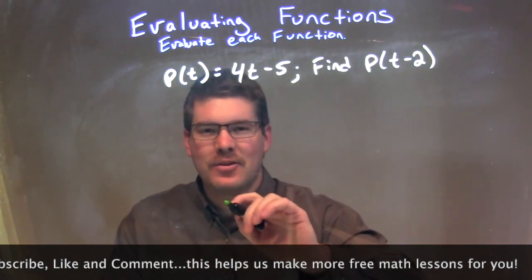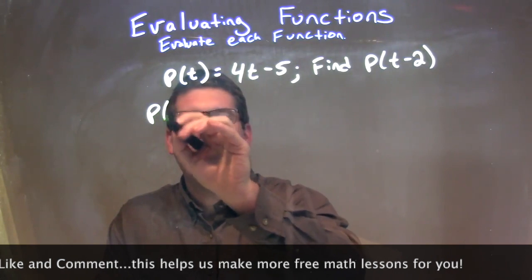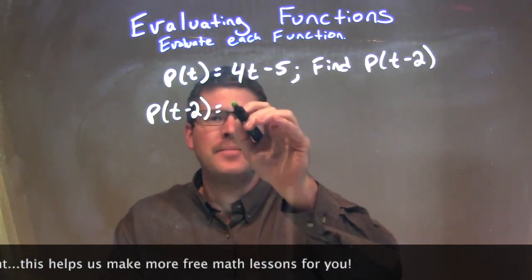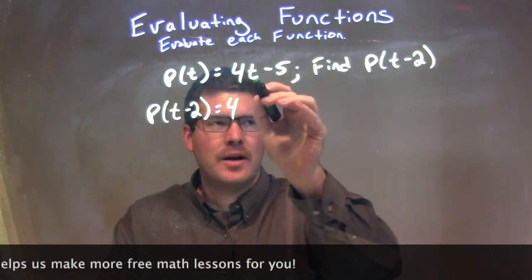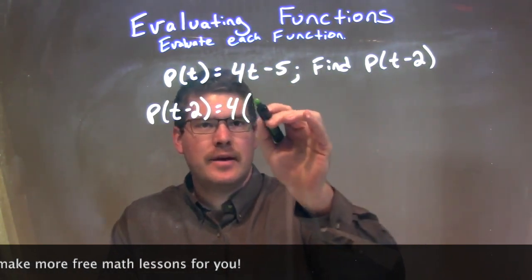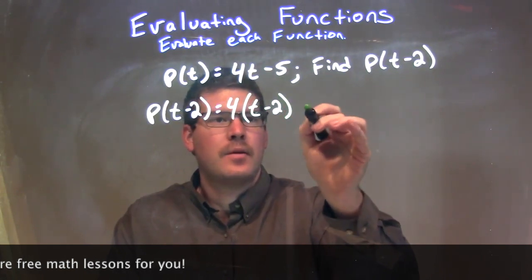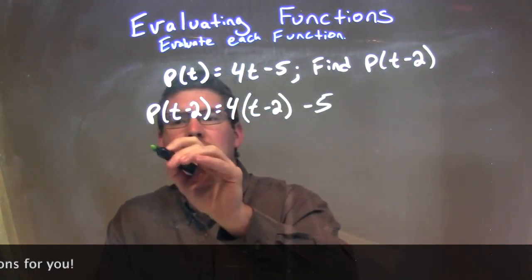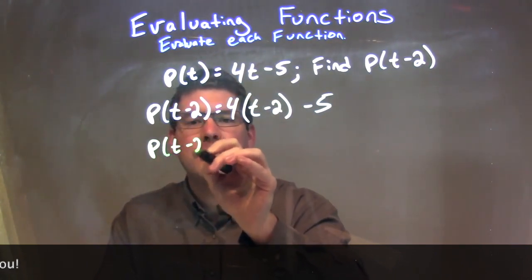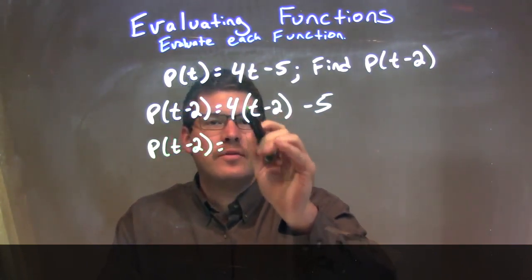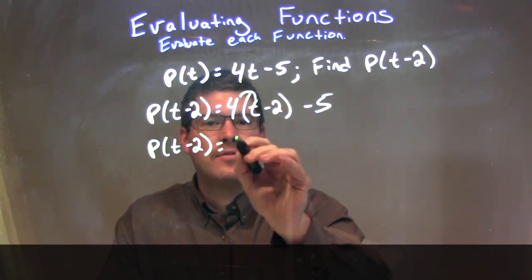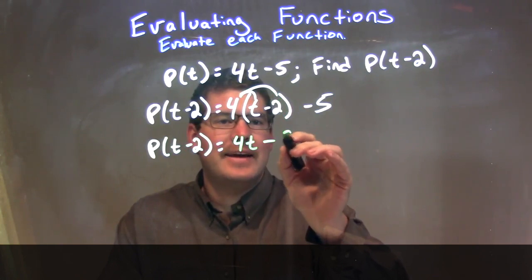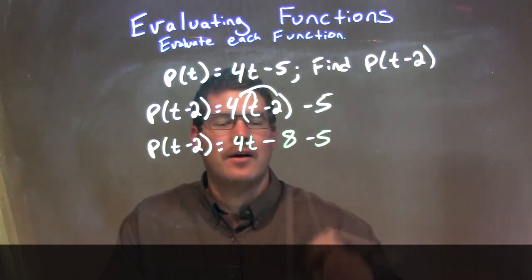So pay attention carefully here. So p of t minus 2, plug that in for t. We have 4 times, now we're plugging in, that's a t, plug in t minus 2. Minus 5 there, okay. So now we need to simplify. So we bring down p of t minus 2. We need to distribute this 4 across. 4 times t is 4t. 4 times a negative, or minus 2 is a minus 8. And now we have a minus 5 that comes down.